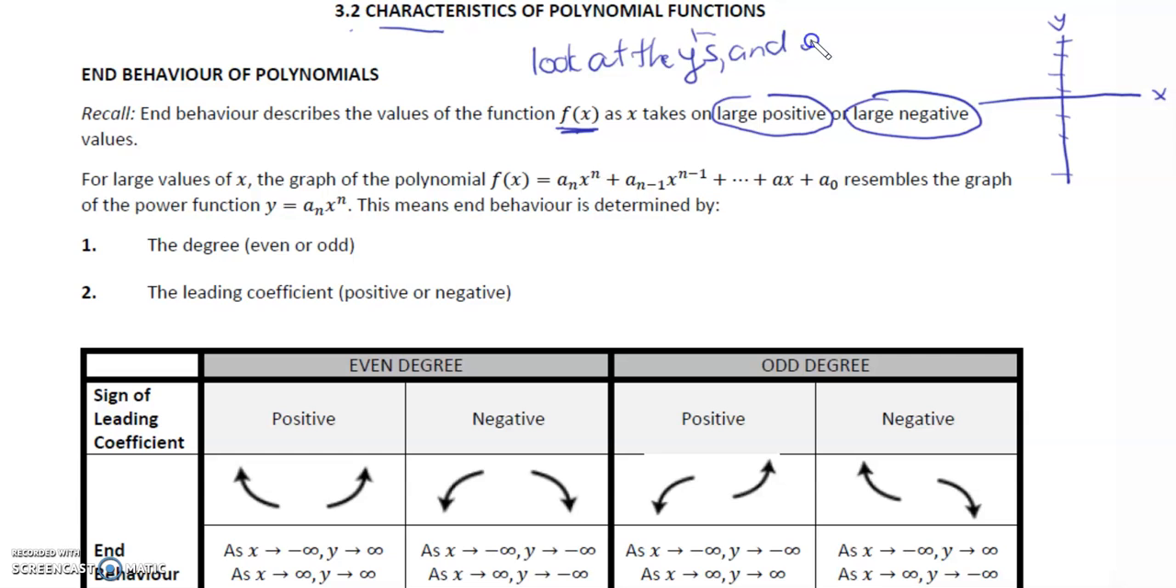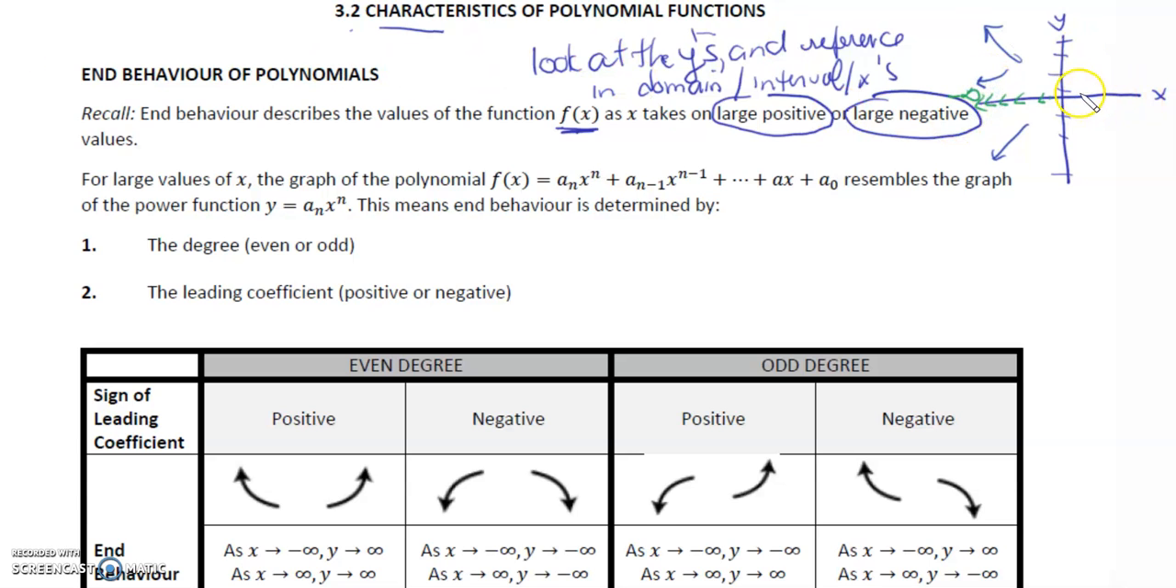So we reference in the domain, or in an interval, or in the x's. But we're looking at what's going on with the y's. So we want to know as x approaches a really, really small number, which is like negative infinity, is the y going up to infinity or down to infinity? Or even approaching an asymptote?